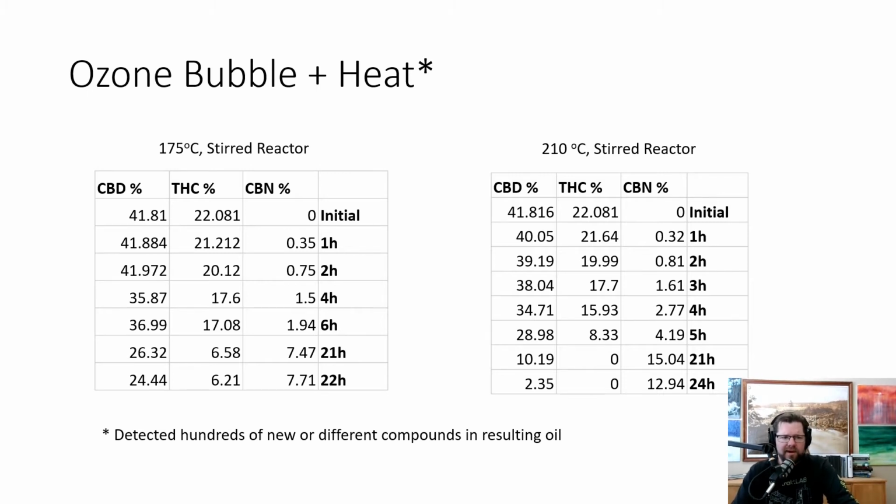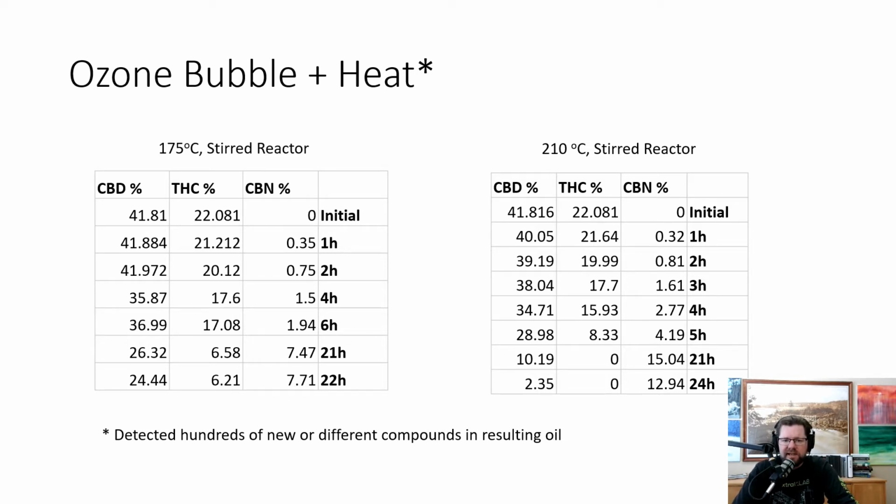In this example right here, we have ozone at 175 degrees. We're bubbling it up through. We have a stirred reactor holding it at 175. You can see after 22 hours, the CBD degrades from 41 to 24%. The THC definitely goes down from 22% to 6%, and the CBN here basically increases to 7%. So that's something you need to be thinking about when you're dealing with degradation reactions.